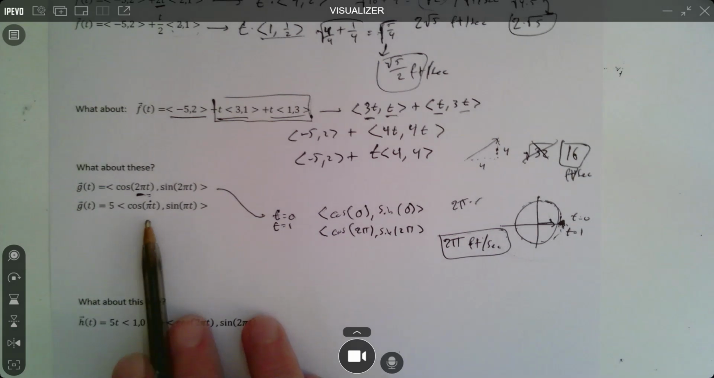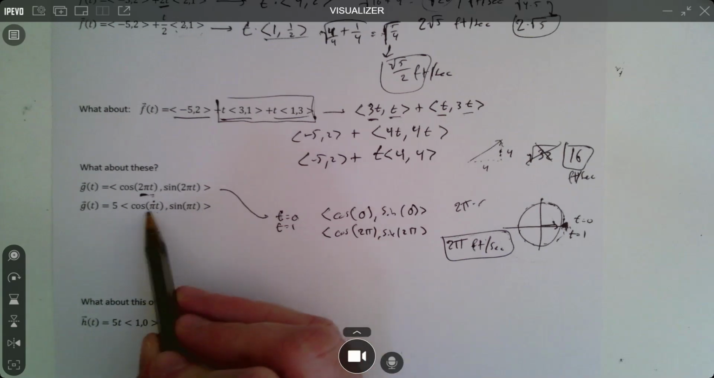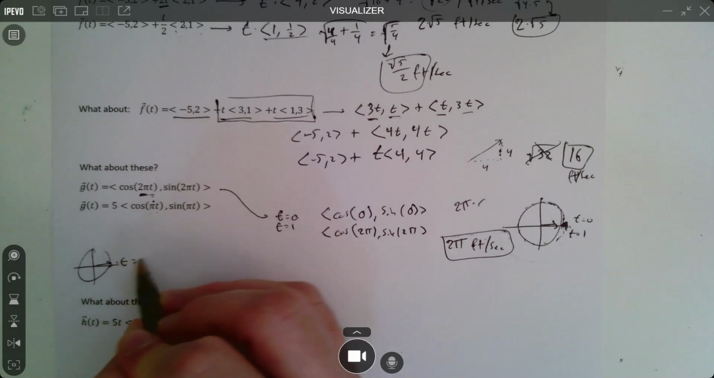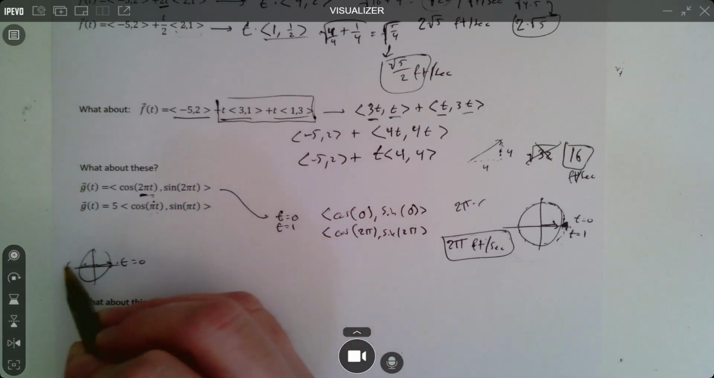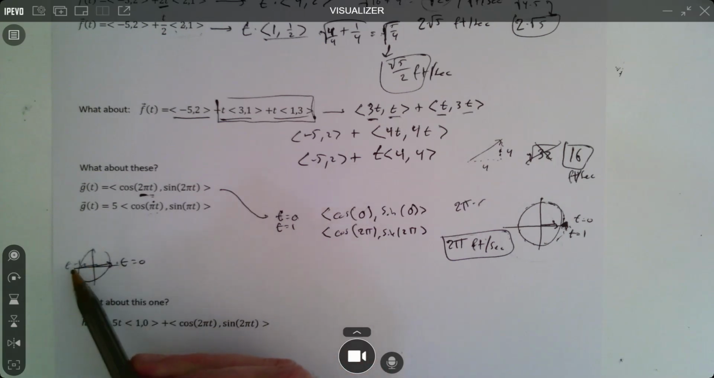What about this one? For this one, at time 0, my angle is 0. Let's make a little sketch here. So here I am at time 0. At time 1, my angle is pi, which is pointed over here. So it seems like in 1 second, I went halfway around the circle.